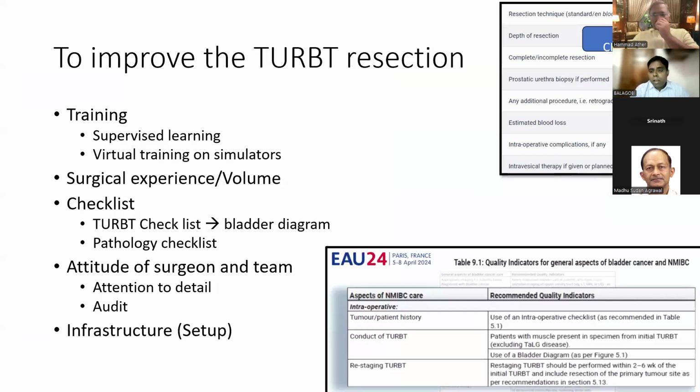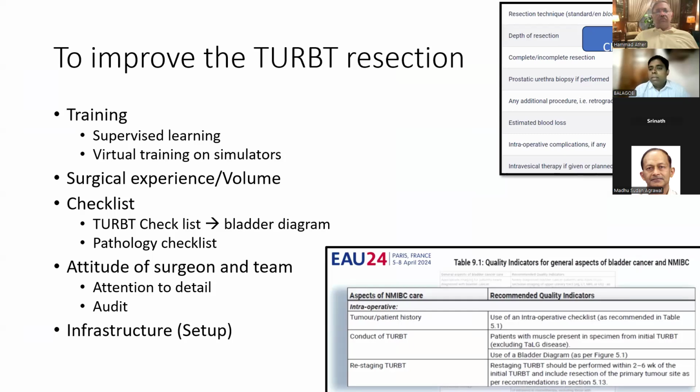So to improve the TURBT resection, it is better to start with virtual training on simulators as a trainee. There should be supervised learning because TURBT is a challenging surgery. And the amount of your experience, or the volume of surgeries you do, decides your outcome. And it is better to have two checklists: one for the TURBT procedure per se, and the pathology checklist.